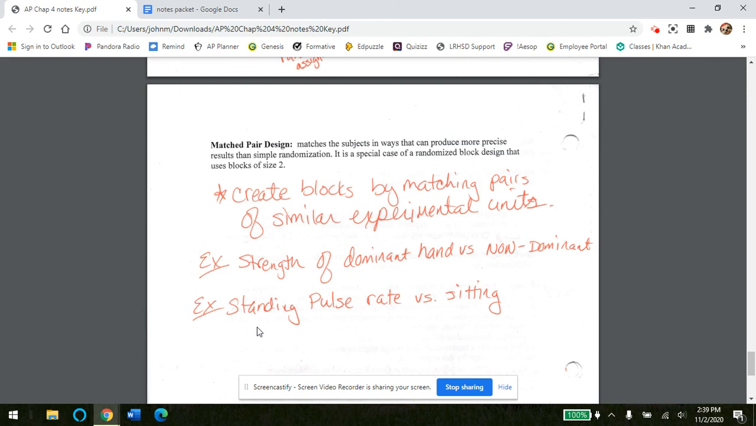compare them. Okay. And then same with our whole class. You wouldn't mix and match us. Each person would be their own branch.